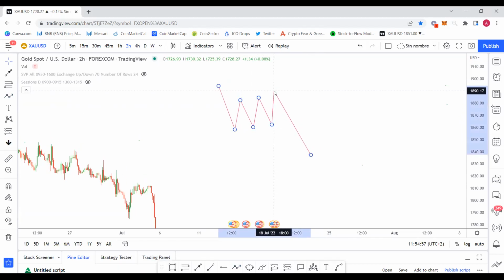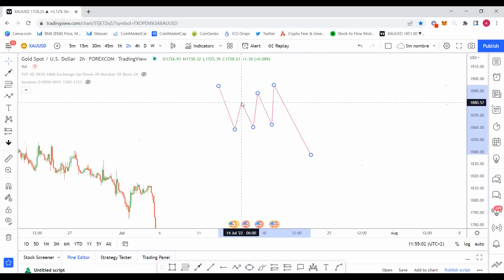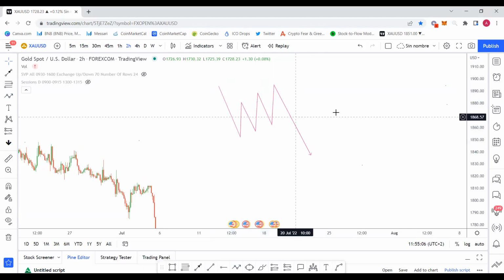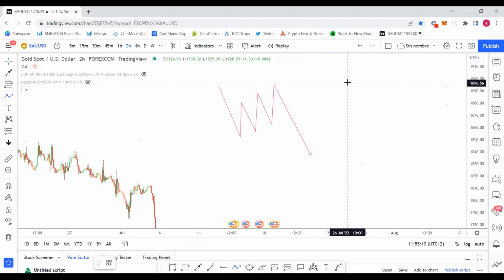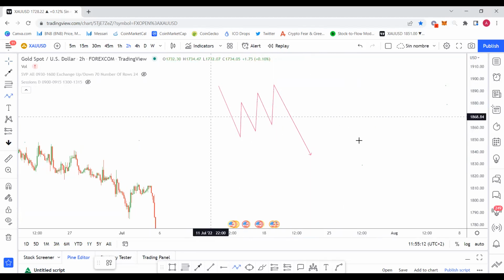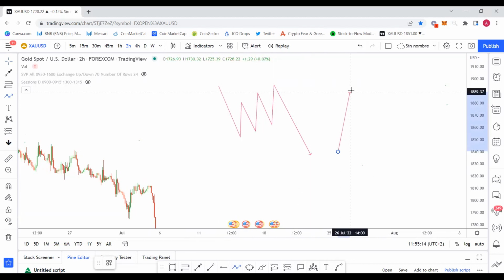Let me make it more clear, sorry. These for me are the main patterns that apply for gold, okay? The ones I'm showing you right now, okay? The bearish flag and the bullish flag, okay?